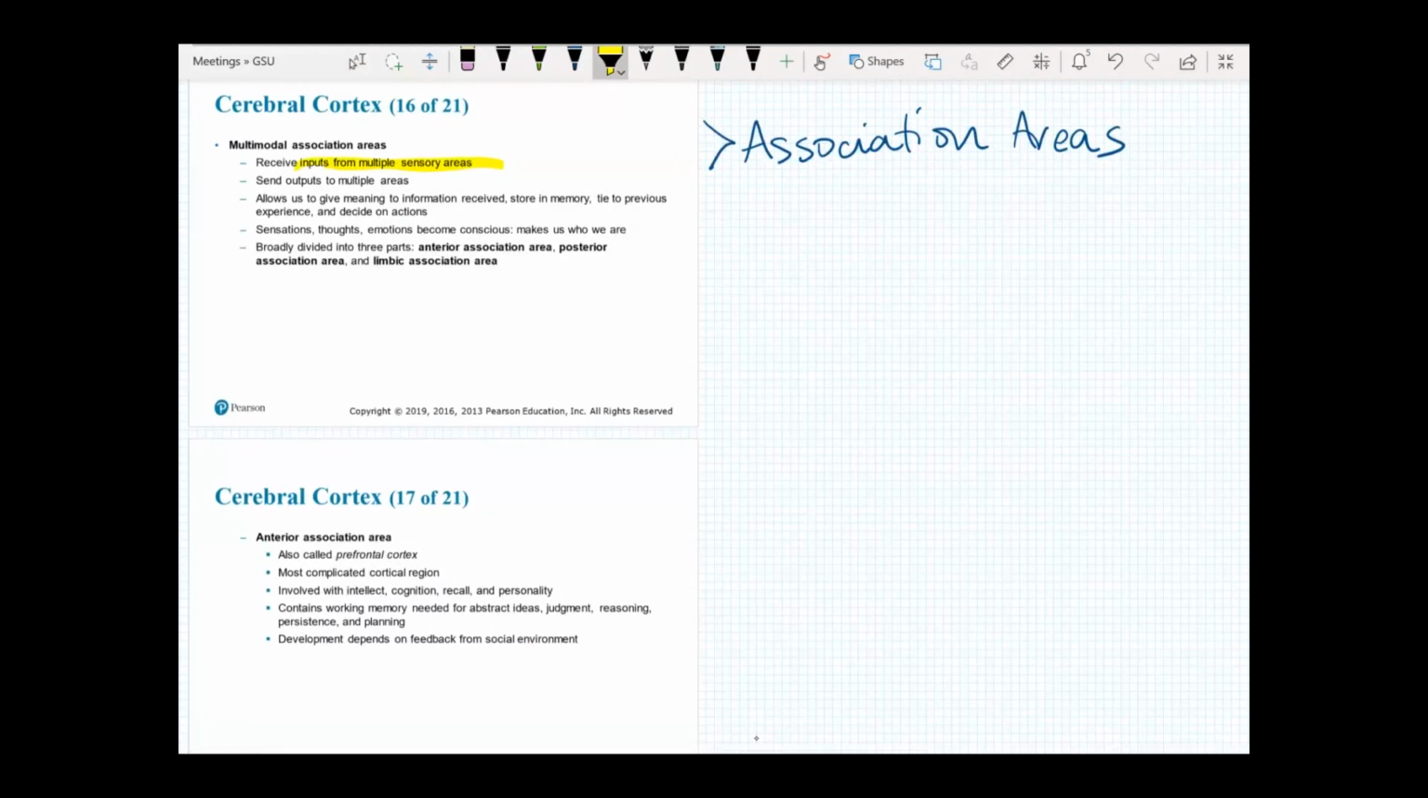So it doesn't matter. Multimodal association is receiving inputs from different types of sensory areas, and it could be a lot. And then it's communicating to a bunch of different areas. And the whole purpose of this is to give meaning to the information that we pick up, store it in our memory, tie it to experience, and then use it. So being able to provide output that relates to that sensory information. Basically, it's what makes us who we are. So this is a really, really important area, and there's 4 types that we're going to talk through. So the first one is going to be the anterior association area.